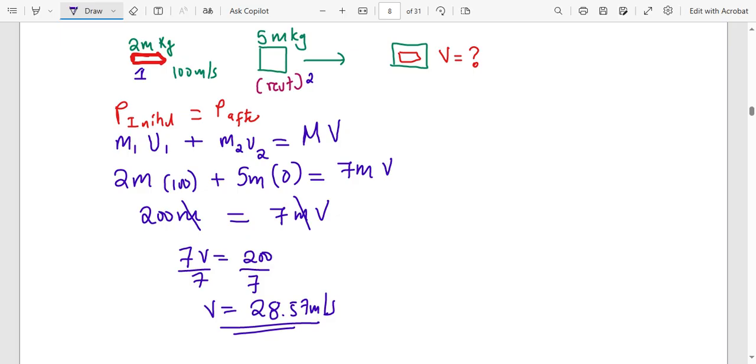The 7 is because you've added the masses. Remember, the bullet has got a mass of 2m, right? And then the block has got a mass of 5m. Since they stick, their combined mass is going to be a sum of these two because they have stuck. Does that make sense?